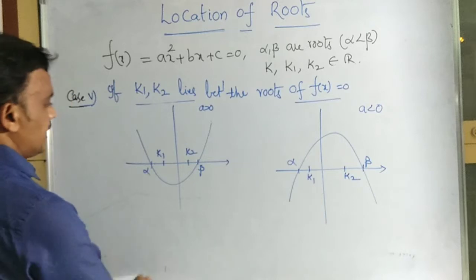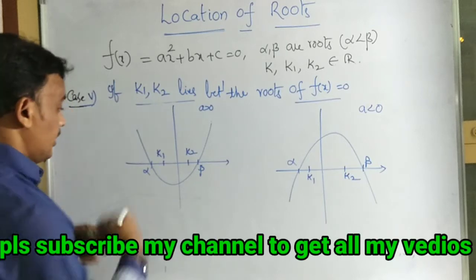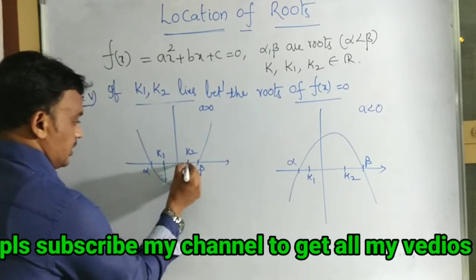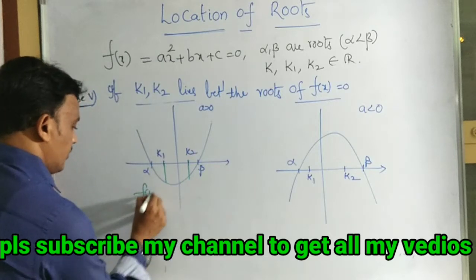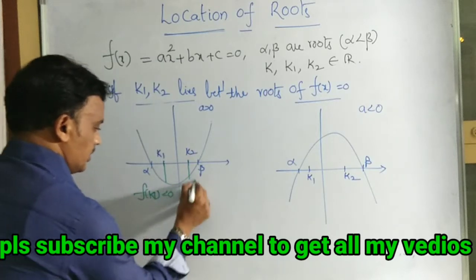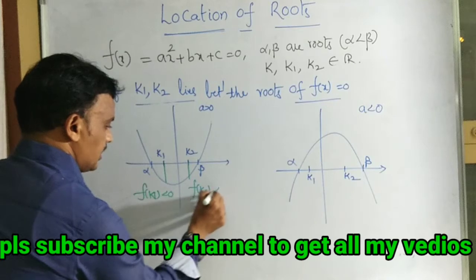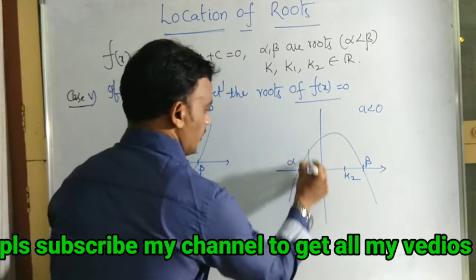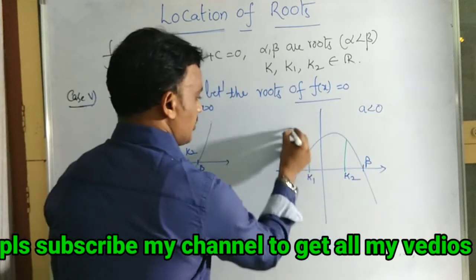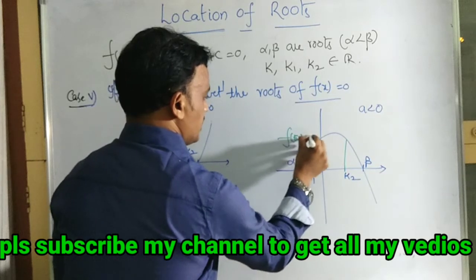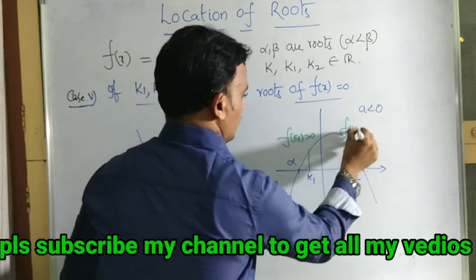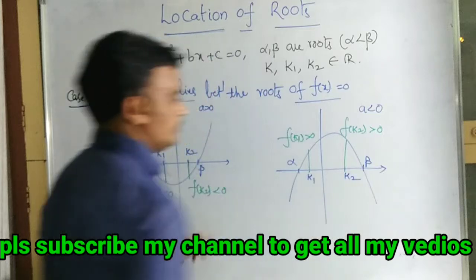Now take the conditions. Here I am going to write its corresponding values. F of k1 is negative, f of k2 is negative. And in the other case, the corresponding values are both positive. F of k1 is positive, f of k2 also positive.